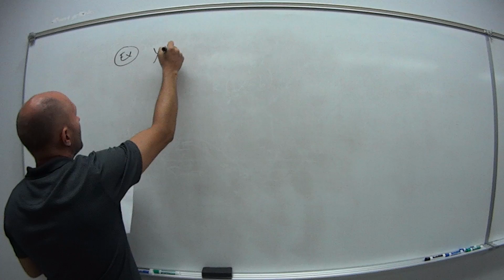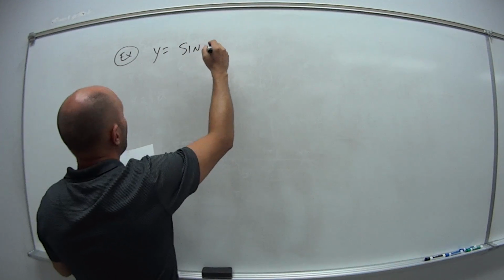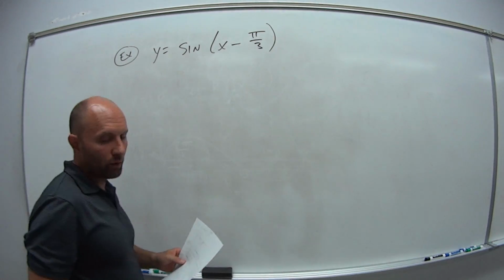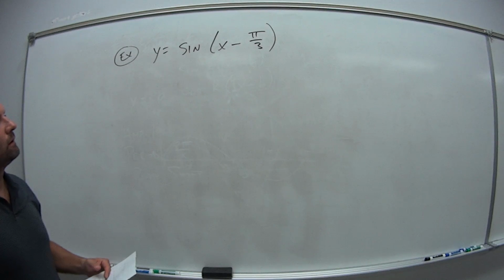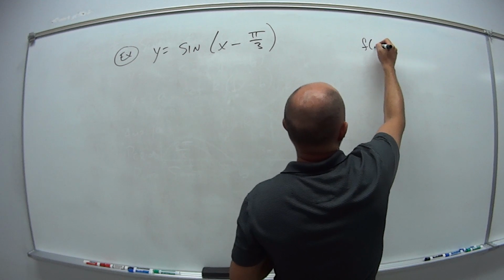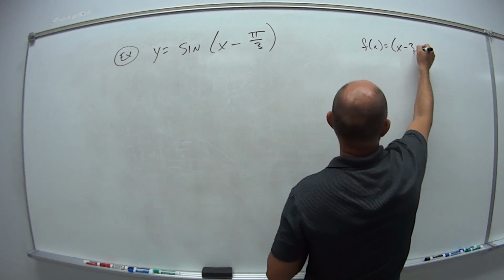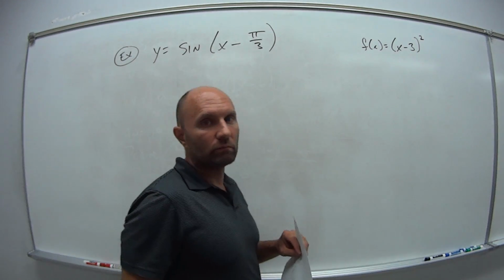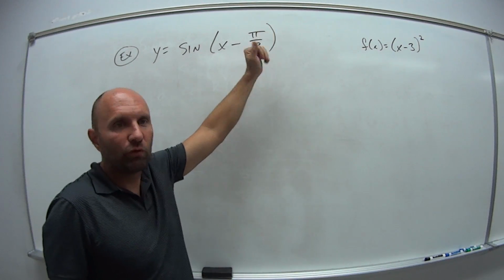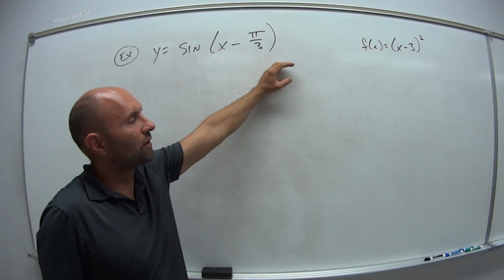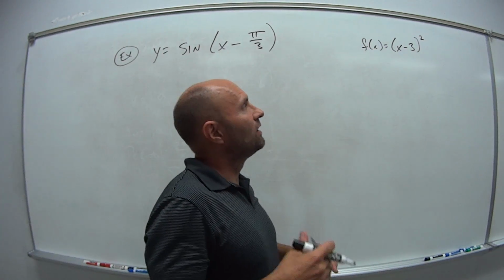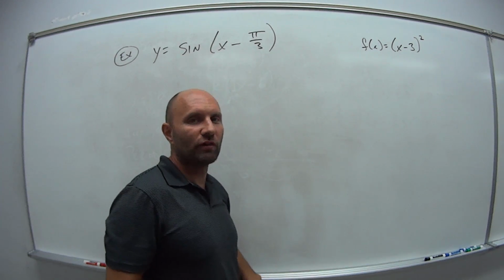So let's say we have y is equal to sine of x minus pi over 3. Again, let's recall for a minute, if I had something like f of x is equal to (x minus 3) squared, we're going to forget about trig functions for a second. Go back to Math 126 if you came from that class. When we have a function like this and we have a number inside the parentheses, what does that indicate to us? That's our horizontal shift.